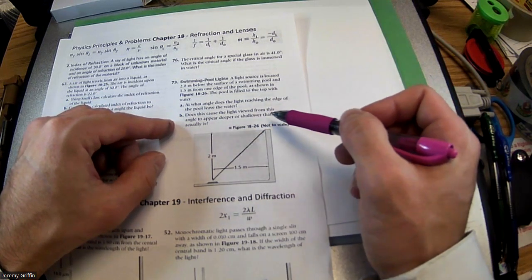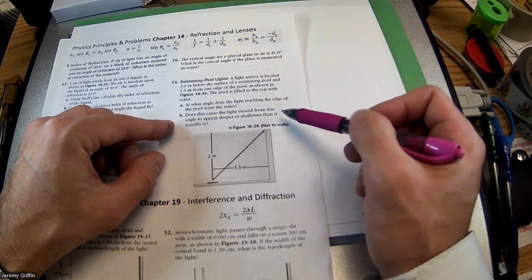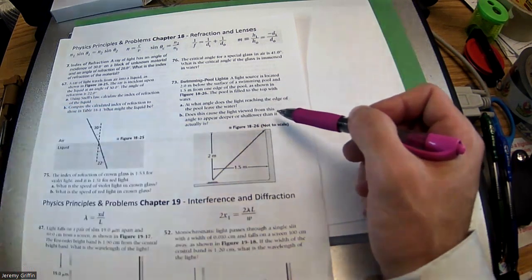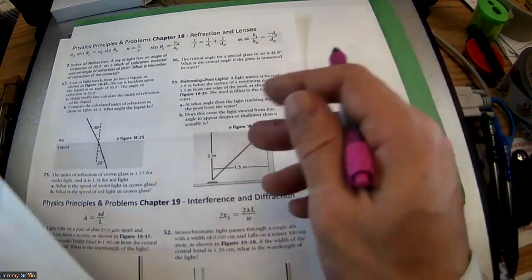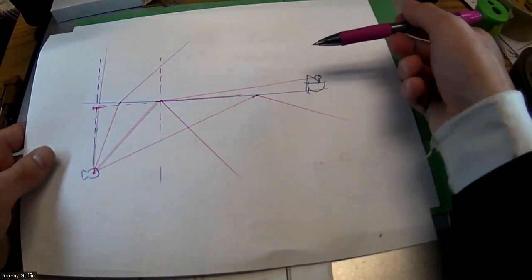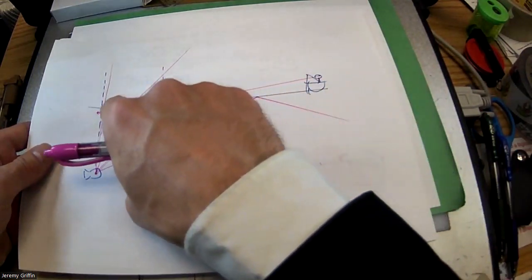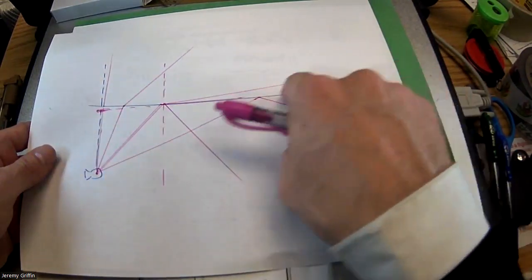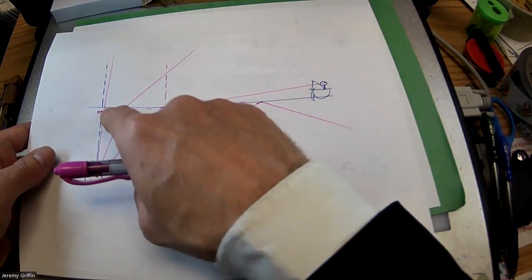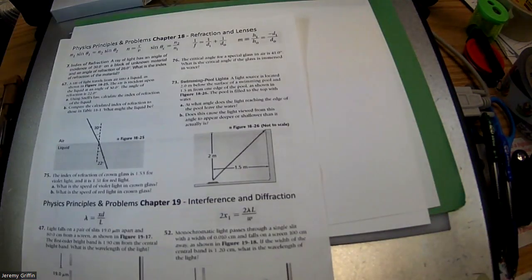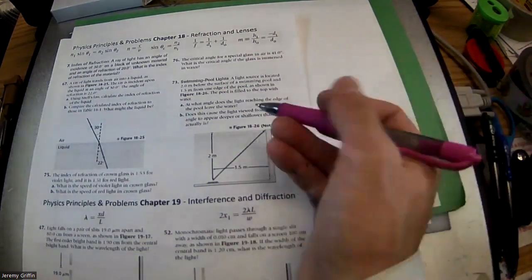And a follow-up question: does this cause the light viewed from this angle to appear to be deeper or shallower than it actually is? Well, you can take my explanation for the fish and answer that question. This guy looking at the water says, ooh, looks like I see a little skinny fish just barely beneath the surface, whereas the fish is actually really big and really deep. So you think it's closer to the surface than it really is, because that's what it appears to be. Same thing is going to be true here.